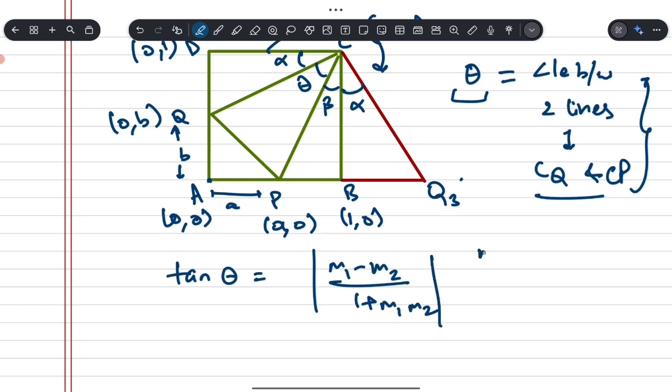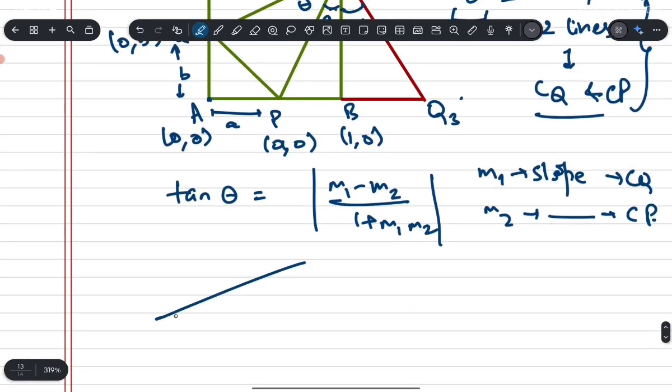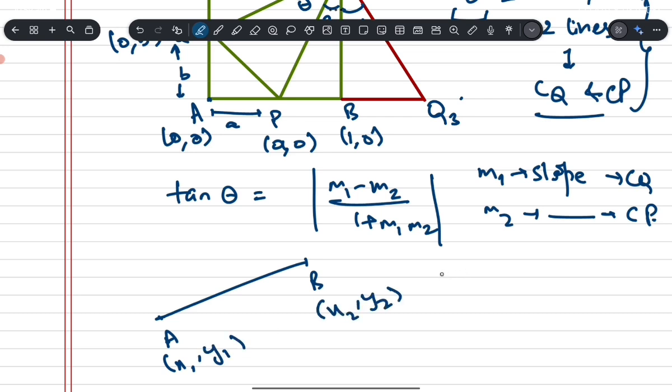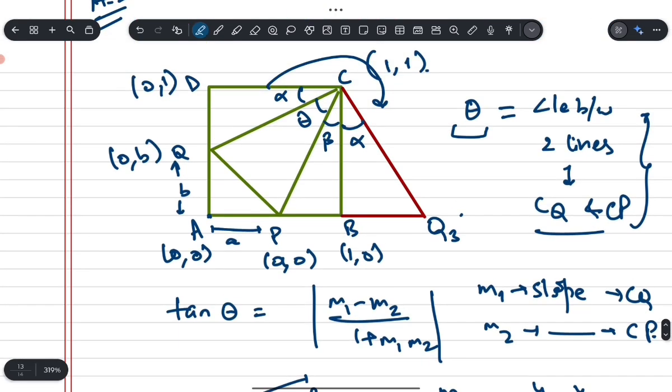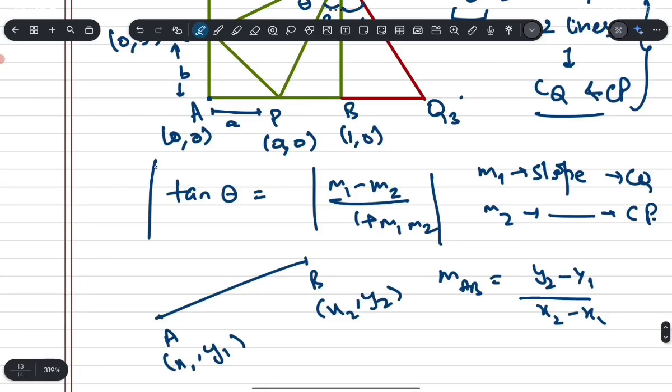Now what are m1 and m2? m1 is the slope of any one of the lines, let's say of CQ, and m2 is the slope of CP. Now what is the slope? Let's say this is a line AB. Coordinates of point A are x1, y1. Coordinates of point B are x2, y2. So the slope of AB, m AB, would be y2 minus y1 by x2 minus x1. Notice that we have the coordinates of the vertices C and P, 1, 1 and a, 0. So we can find the equation from here.